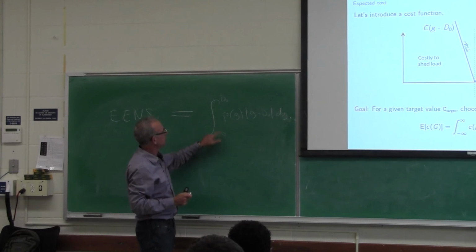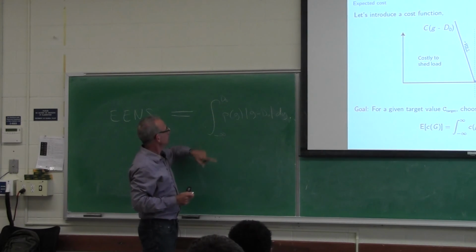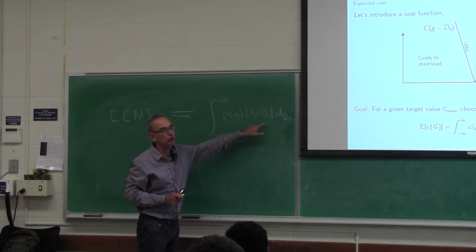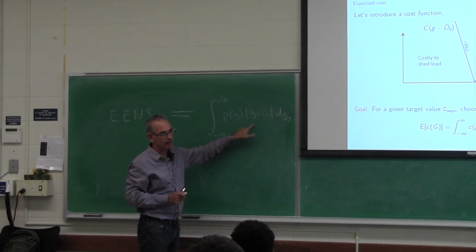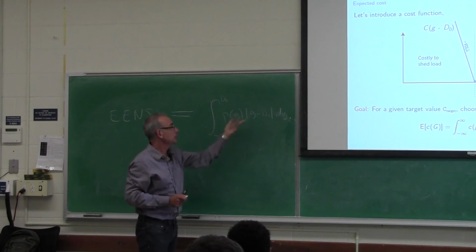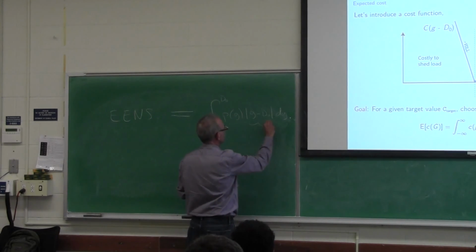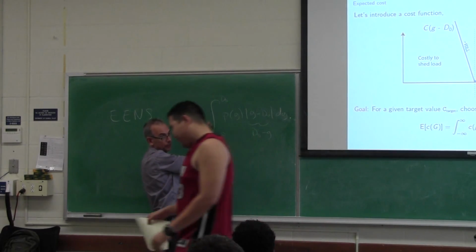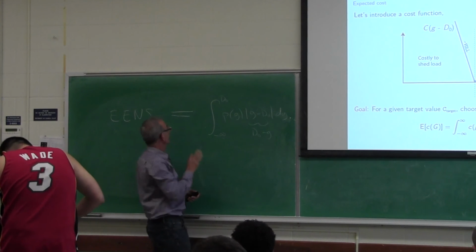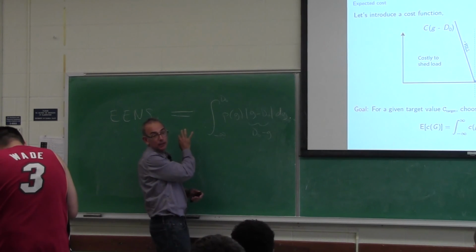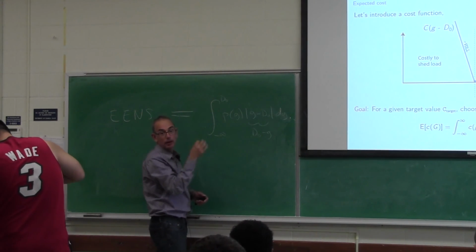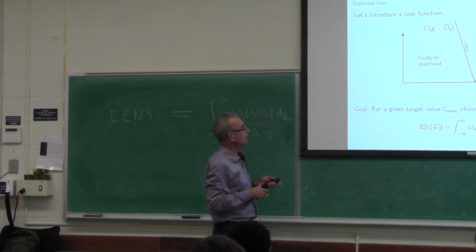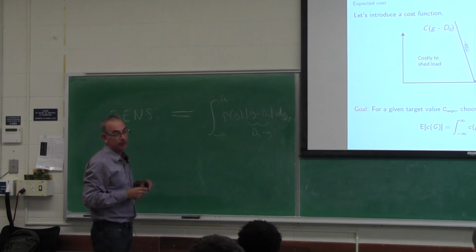So I'm integrating from minus infinity to D naught. I'm always looking at the case where I'm not meeting demand. This is how much load I'm shedding. This is just equal to D naught minus G, because I'm always looking at G less than D naught. Okay. So this is a standard metric that's used in evaluating power systems, which makes a lot of sense. And this is what you would set equal to a target.